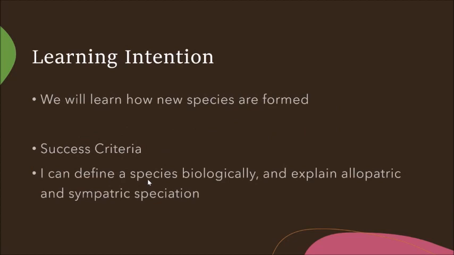So hopefully that all makes sense. What you need to be able to do is define a species biologically as being able to produce viable, fertile offspring. Explain allopatric speciation, which is created by a geographical barrier with differing selection pressures on each side of the barrier, ultimately building genetic change and a new species.